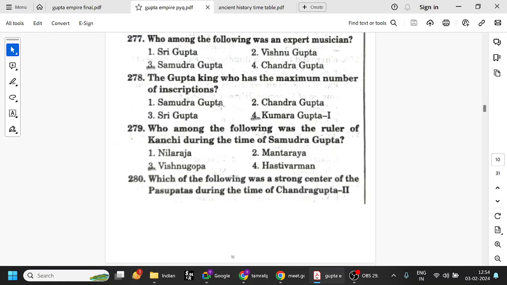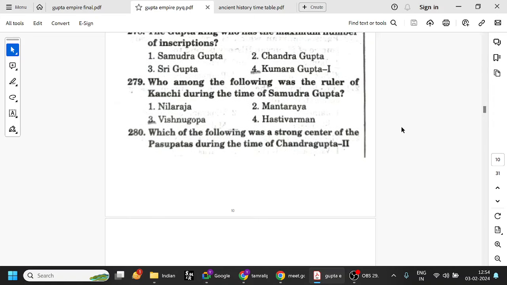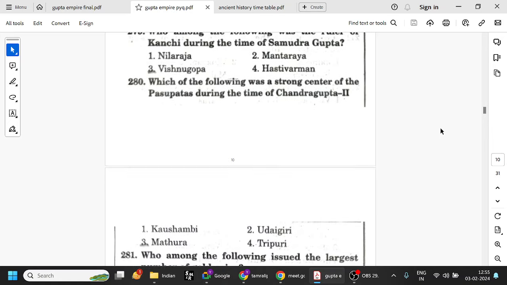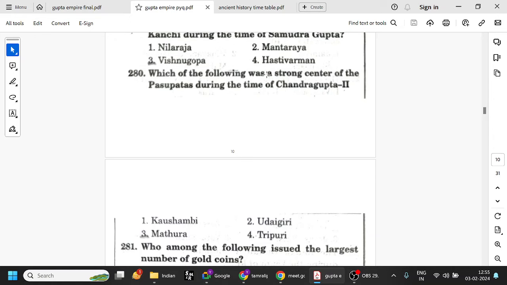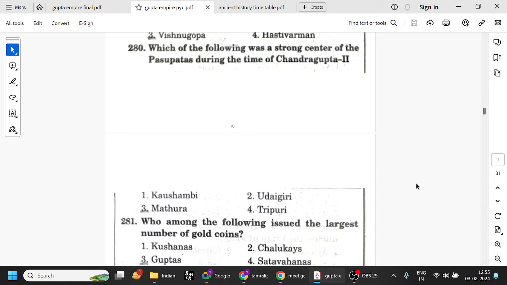Samudragupta is Allahabad, right? The Allahabad inscription, Harishena, all that belongs to Samudragupta. During Samudragupta's period, Kanchi in South India, Vishnugopa was the ruler. Okay, try to remember that. Which of the following was the strong center of the Pashupatas during the time of Chandragupta II? Mathura was the strong center of the Pashupatas. Mathura means the UP region. Try to remember that.